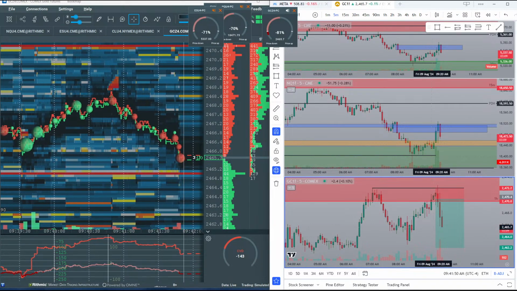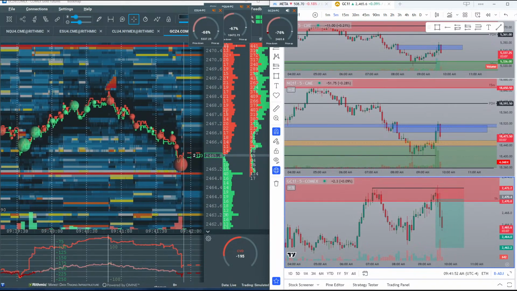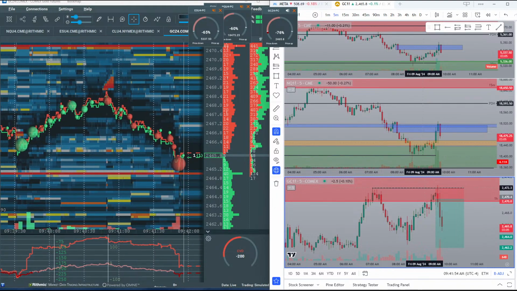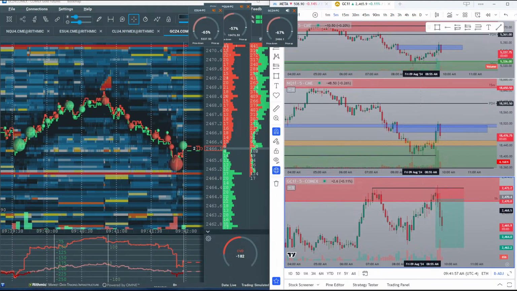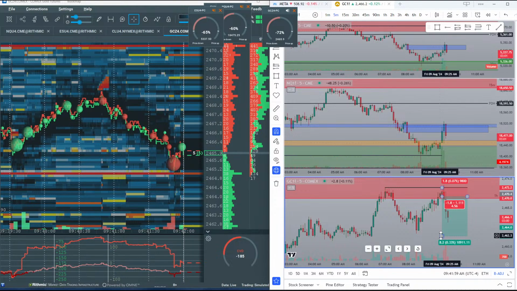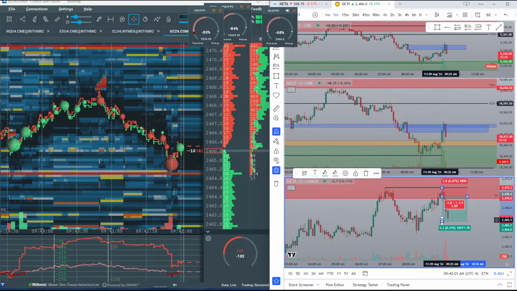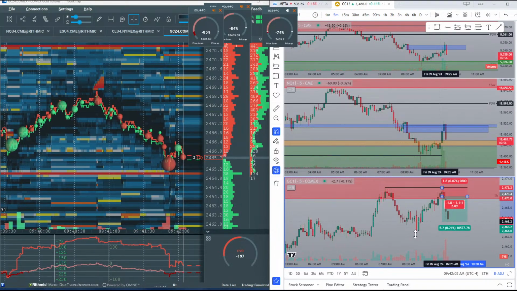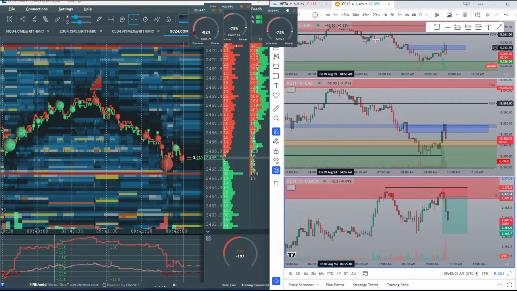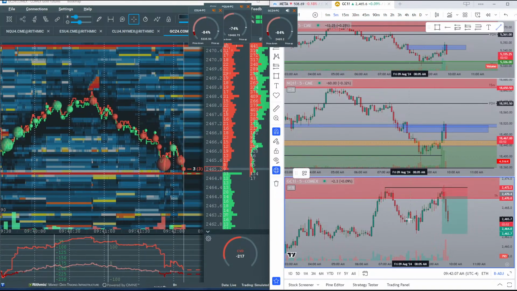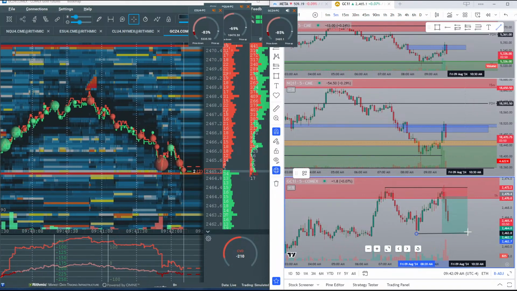Beautiful, beautiful. Now to 1 contract right there. Moving stops to break even. Great trade on gold so far. Still looking for this target, this low right here. That low right there.